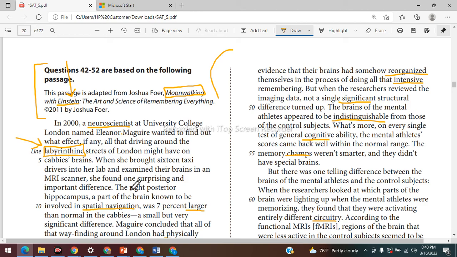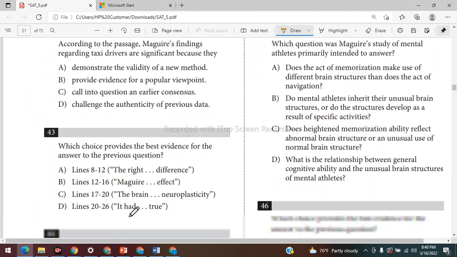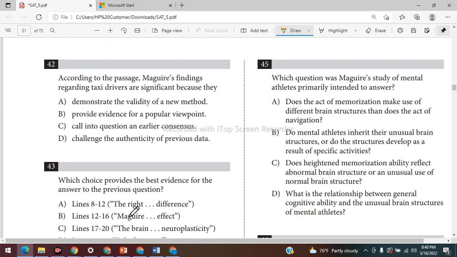Okay, so yes, we are on the first question. Sorry, apologies. The question says, according to the passage, Migrant's findings regarding taxi drivers are significant because they demonstrate the validity of a new method. They provide evidence for a popular viewpoint. They call into question an earlier consensus. They challenge the authenticity of previous data. Like this word, authenticity. Authenticity means the quality of something being true. So, anyway, which one of these is the correct answer?